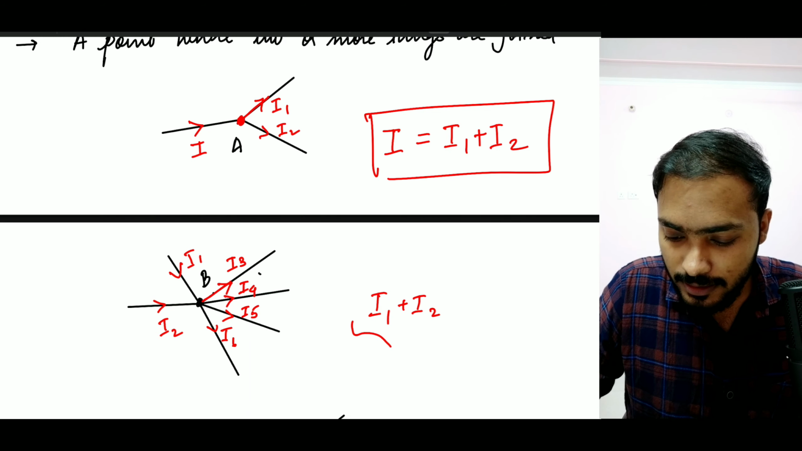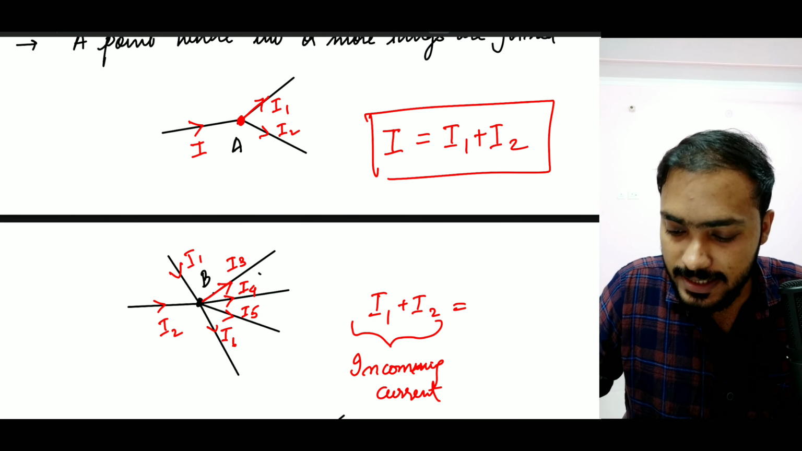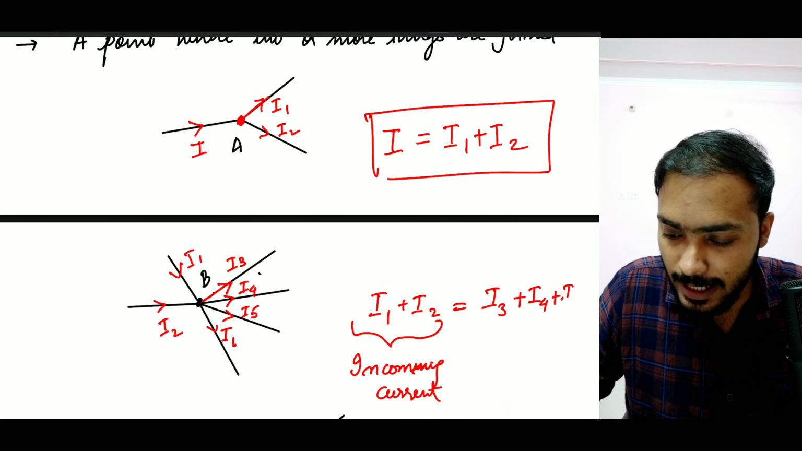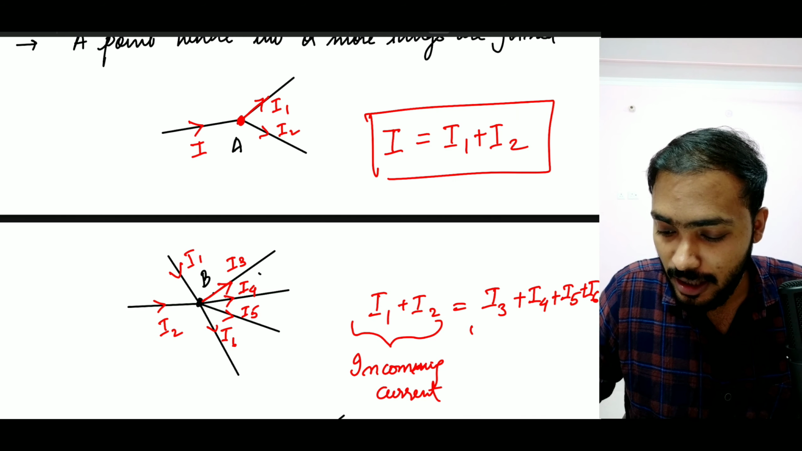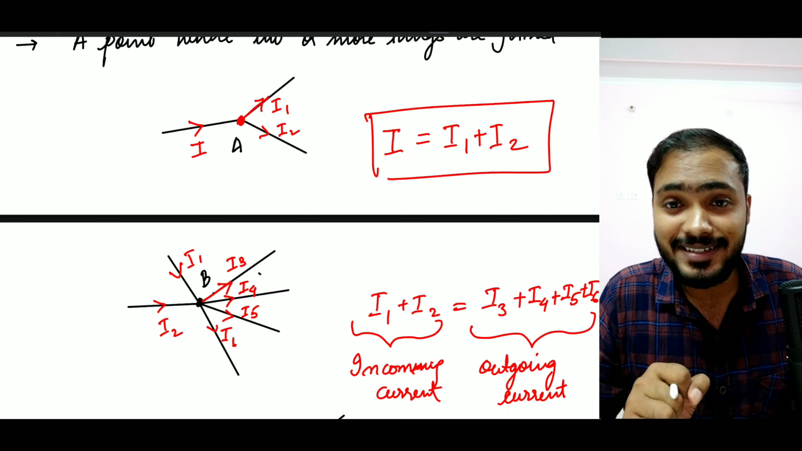These are your incoming current, right, is actually equal to I3 plus I4 plus I5 plus I6. I hope you guys can understand. These are your outgoing current. Yes, I hope you guys can understand that, right?